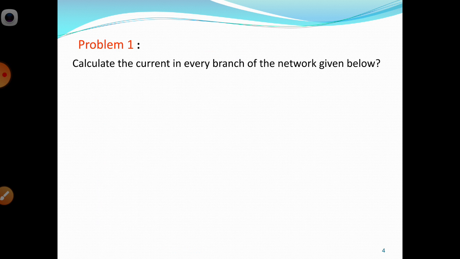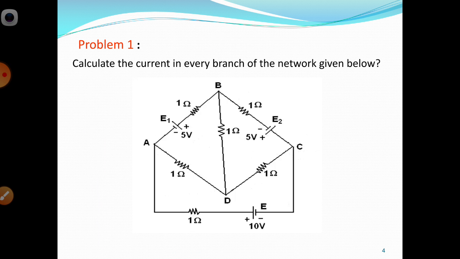One problem you can take. Here one problem is given: calculate the current in every branch of the network given below. So one circuit is given.